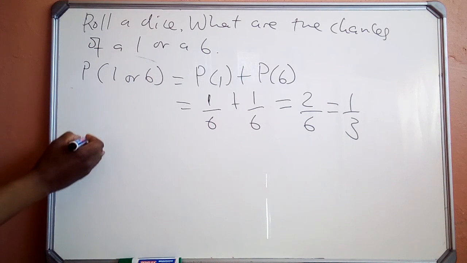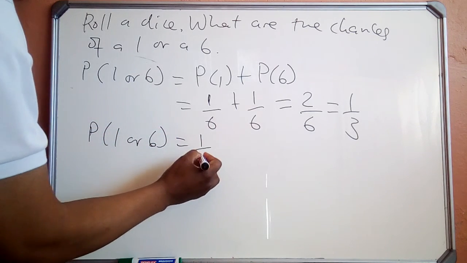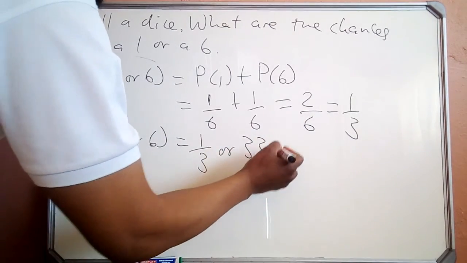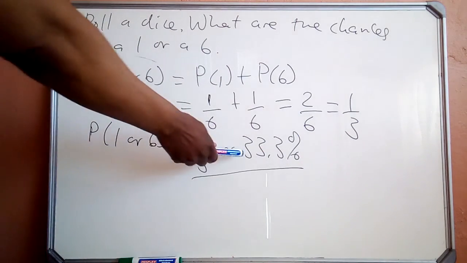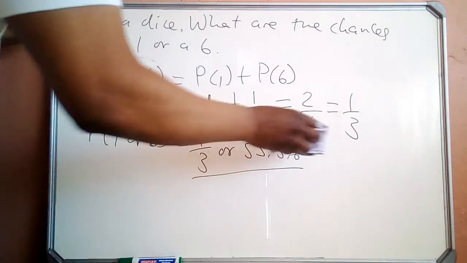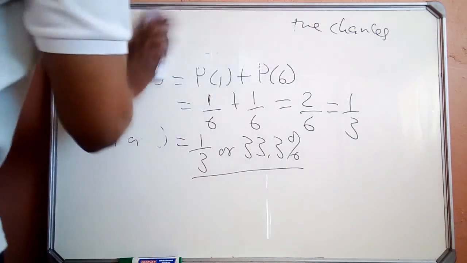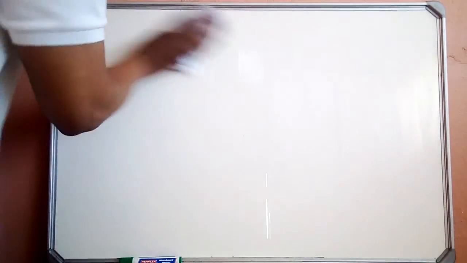Therefore we can rewrite it as the probability of 1 or 6 is equal to 1/3 or 33.3%, because you can express the probability as a percentage. Now we can express this using a Venn diagram. Remember, in our last lesson we were looking at Venn diagrams.